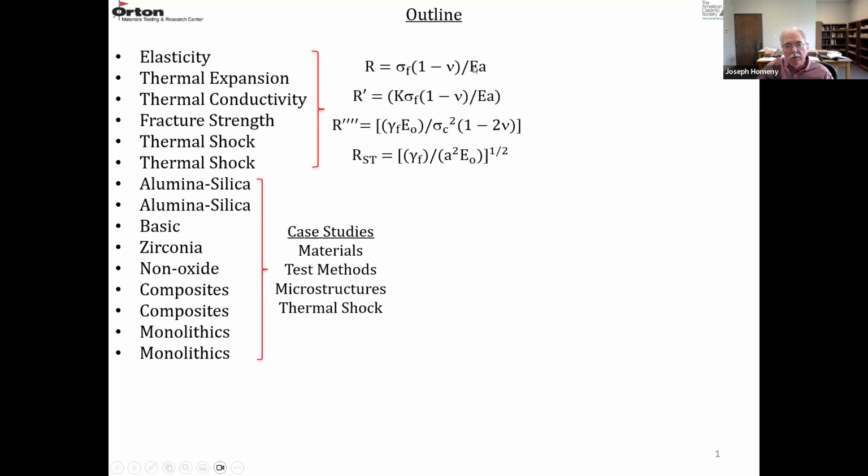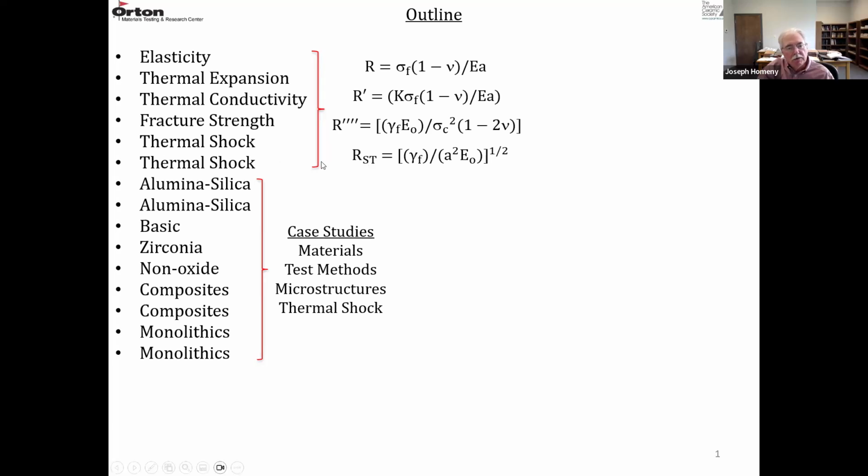So when we discuss these properties, we'll look at what affects the microstructures, and that controls the property. So in some cases, you want a low elastic modulus. In some cases, you want a high modulus. Some cases, you want a low strength. Some cases, you want a high strength. So we'll look and see how the microstructure affects these properties so we can control the properties and then control the R values and control the thermal shock behavior.